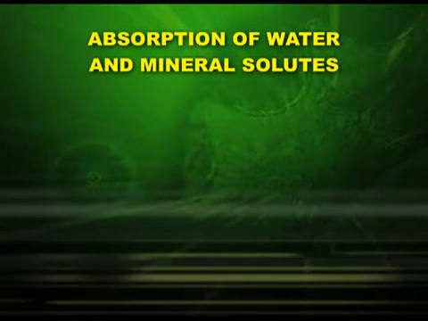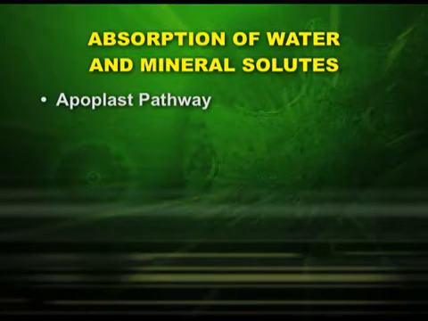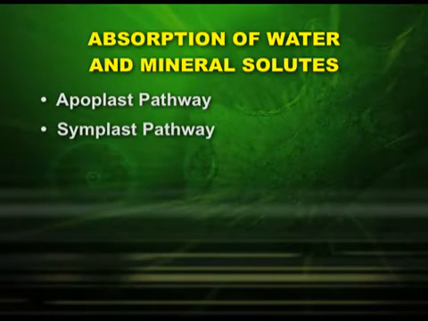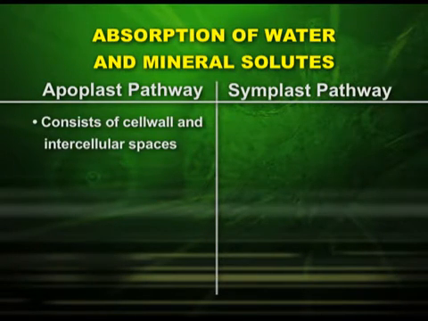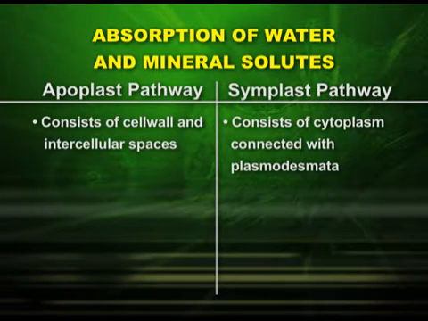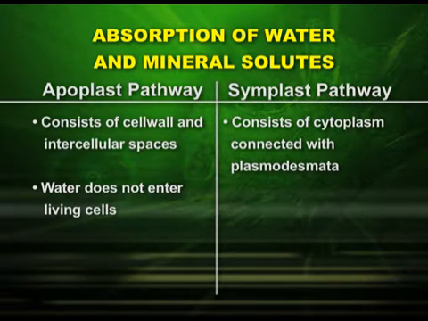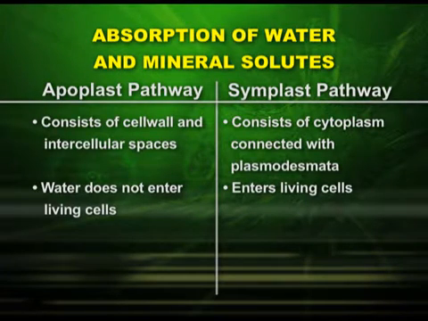Now, let us see absorption of water and mineral solutes. How does it occur? It occurs through 2 pathways, which are apoplast pathway and symplast pathway. Let us see the differences between the 2 pathways. In apoplast pathway, it consists of cell wall and intercellular spaces. On the other hand, in symplast, it consists of cytoplasm connected with plasmodesmata. In apoplast, water does not enter living cells. On the other hand, in symplast, it enters living cells.